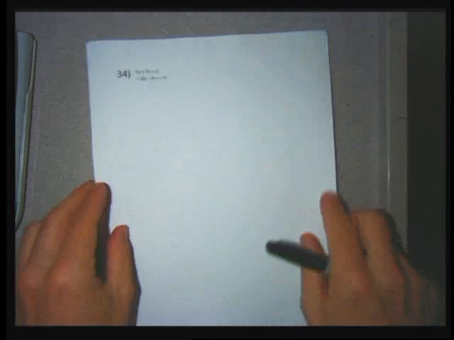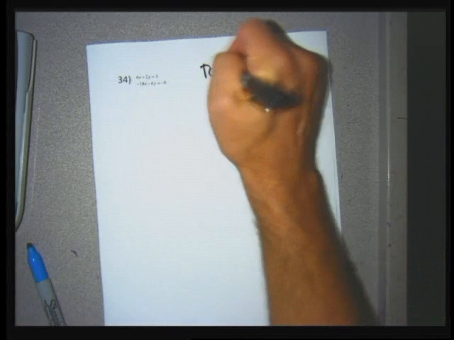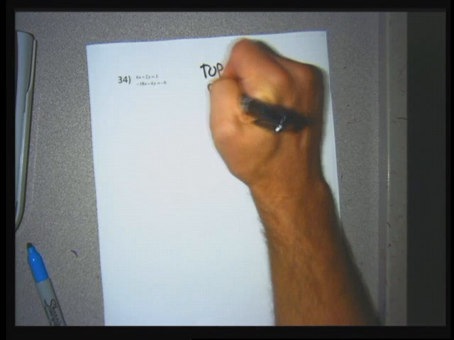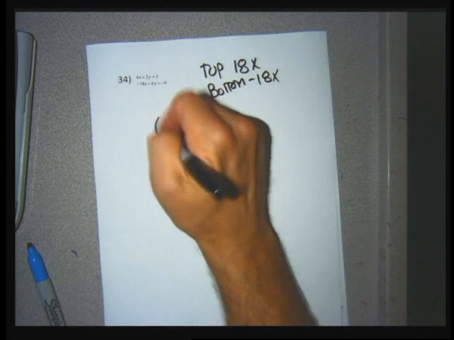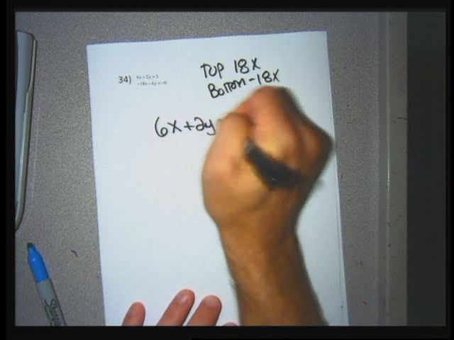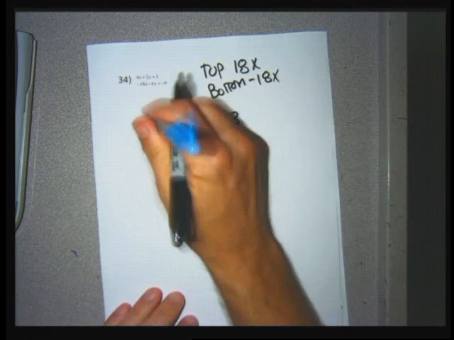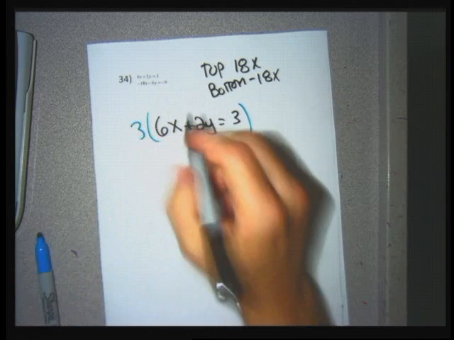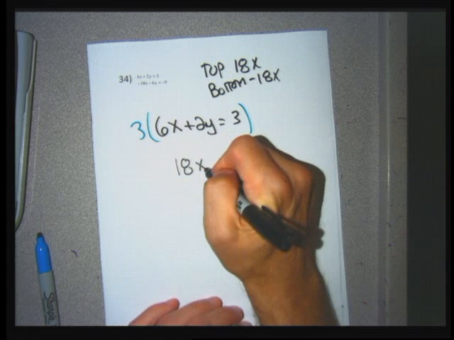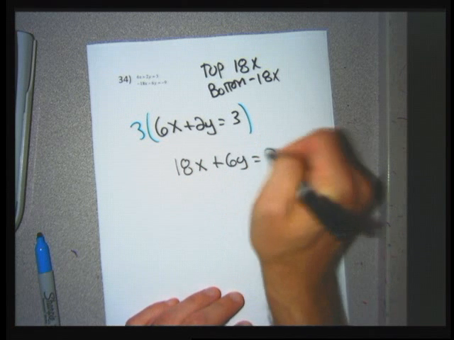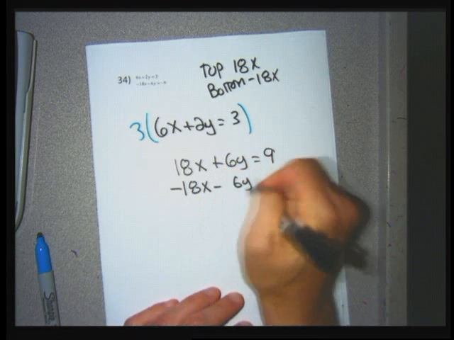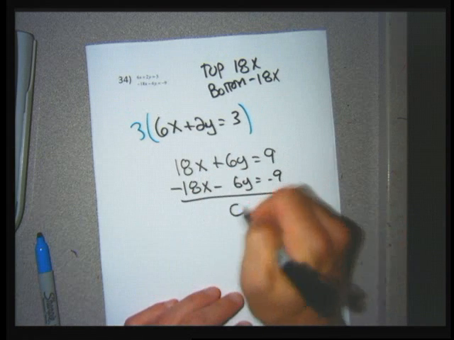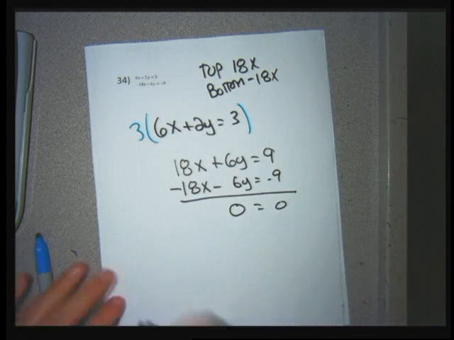Similarly, in 34, the letters are going to drop out. In 34, I'm going to make the top have a positive 18x. The bottom already has a negative 18x, and that's going to make my x's cancel. So the top equation is 6x plus 2y equals 3. I'm going to take that top equation and multiply it by 3. It's going to give me 18x plus 6y equals 9. I'm going to leave that bottom equation, which is negative 18x minus 6y equals negative 9. When I add the equations together, letters drop out, and I get a true statement.